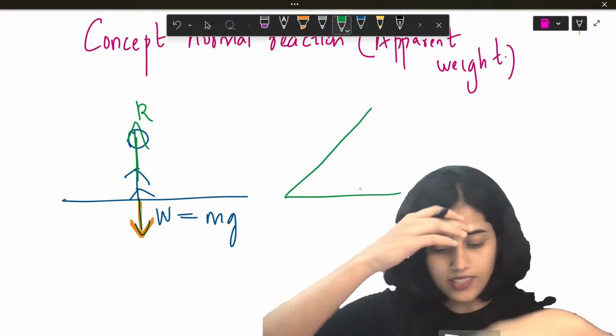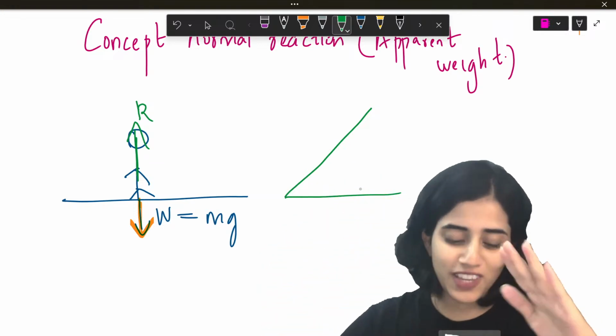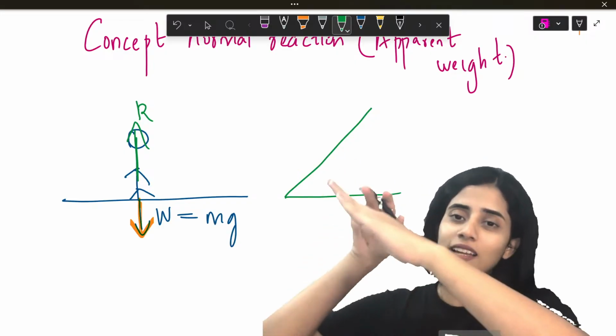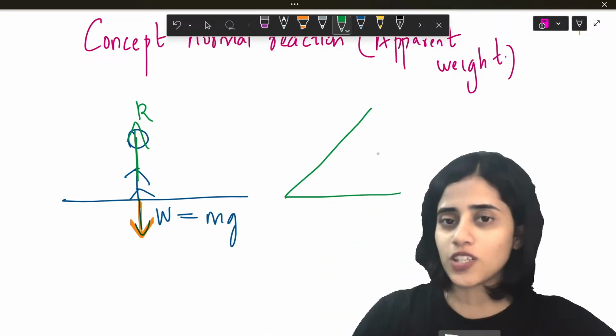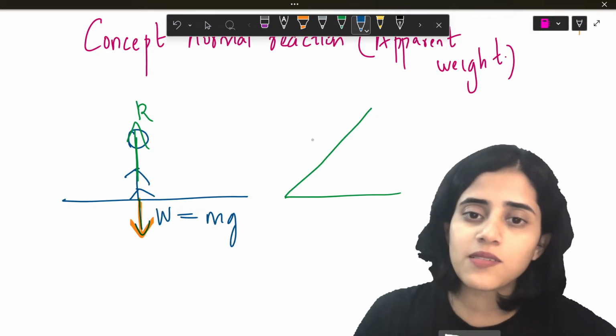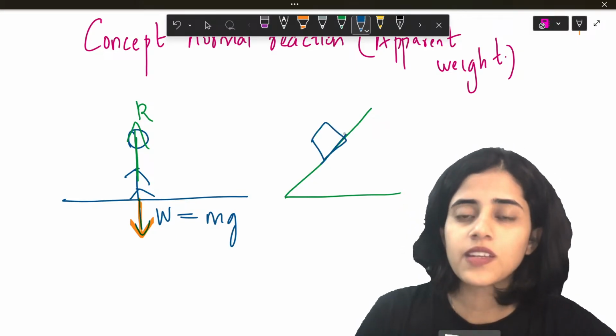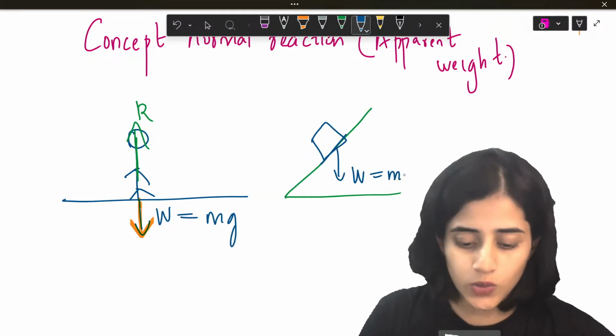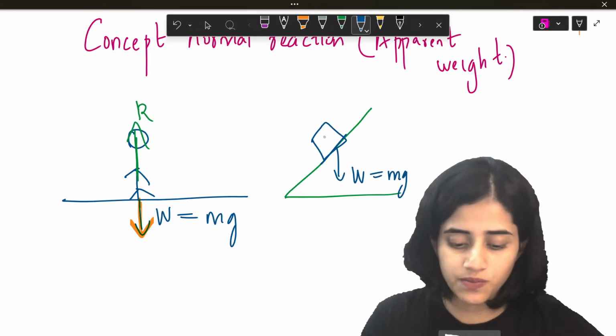Yes, it acts perpendicular to the object. Very good, Shivani. I'm coming to that. So, normal reaction force. Okay, imagine this is a slanted object, I mean a slanted road, and there's an object here. This object will also have its weight acting downwards, which is mg.